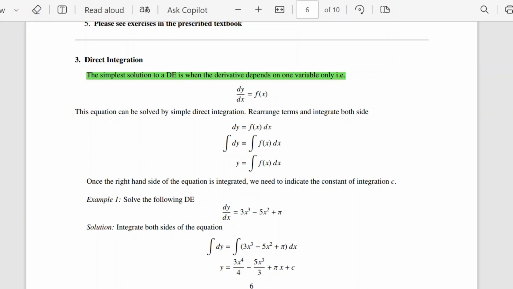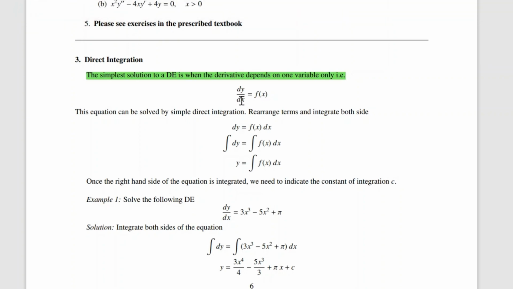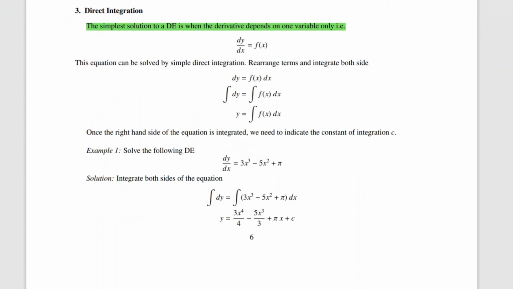Good day, good people. My name is Jacob, and I will be taking you through ODE, particularly direct integration. This is for those who are taking engineering mathematics at college and university, whether you're doing Mathematics 2 or Mathematics 2A. I'll be taking you through this slide, and I will also be solving the questions for you.